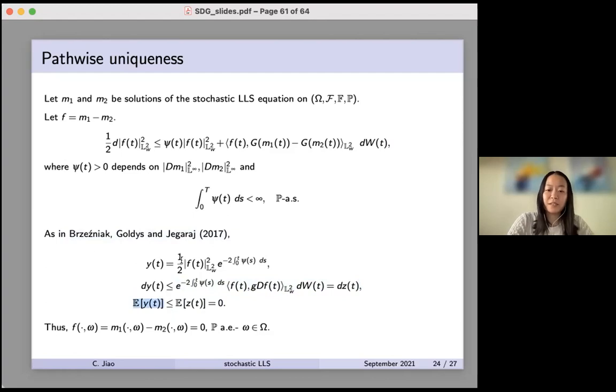If we go back to the definition of y, f squared is 0. In other words, f, which is equal to m1 minus m2, is equal to 0 for almost all omega. And this is the end for the proof of uniqueness.